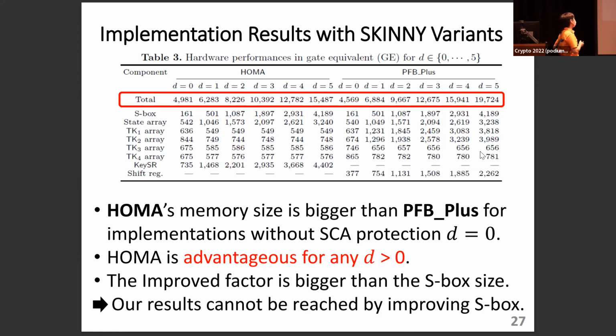And this also shows one interesting property. One may think that only with primitive improvement, the memory size can be smaller. I mean, the mode level optimization may not be so useful. But the answer is no. Mode level optimization is quite useful. Because the improved factor, for example, 6884 versus 6283, is bigger than the S-box size, like 501. So that means our results can't be reached by improving the S-box of the primitive.